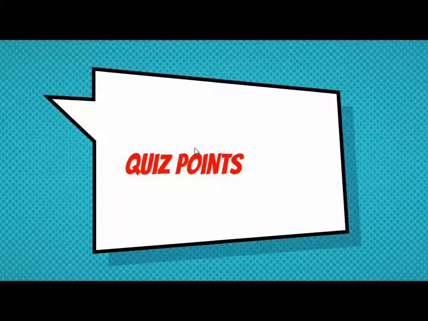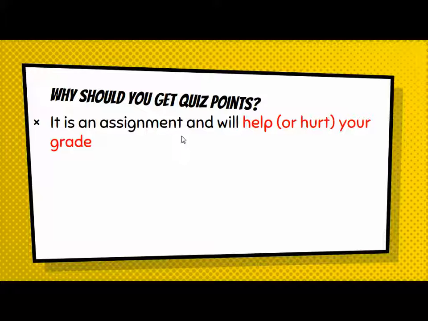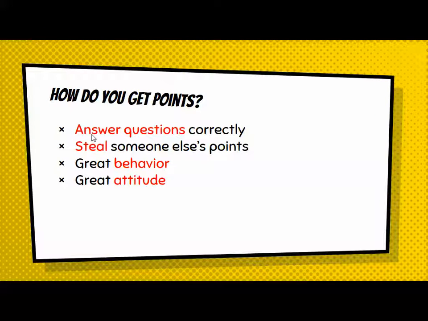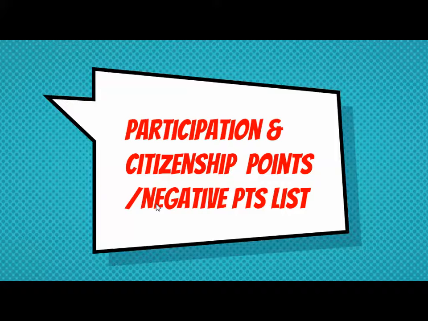All right. So two ways to get points. Quiz points. How do you get quiz points? Well, you know this. It's an assignment. It can help or hurt your grade, so please do it. How do you get it? When I ask you questions in class, answer them correctly. You can steal points. You can have great behavior and attitude. I don't think that in the graphic design class we're going to have too many quizzes, but we'll see how it goes. But if you do have a quiz, that's how you get points. How do you lose points on a quiz? Not answering, not watching, cursing, not working. Generally messing around during the quiz is going to lose your points.